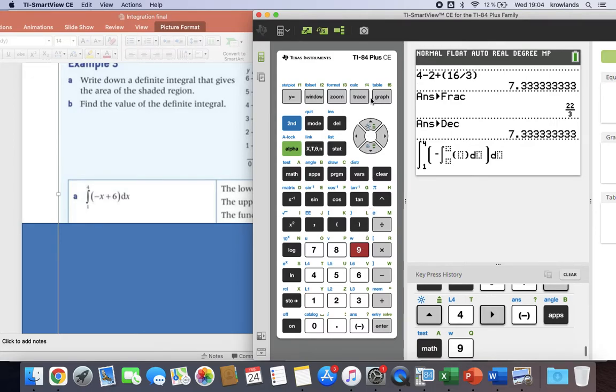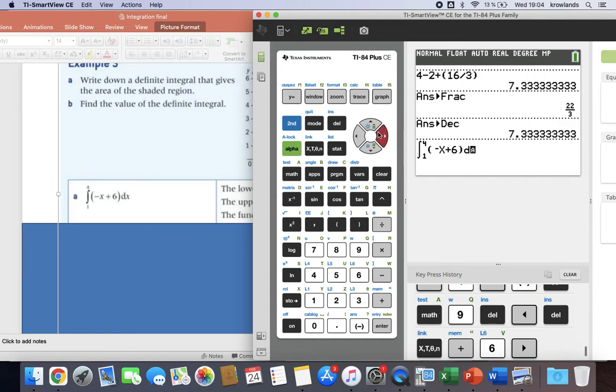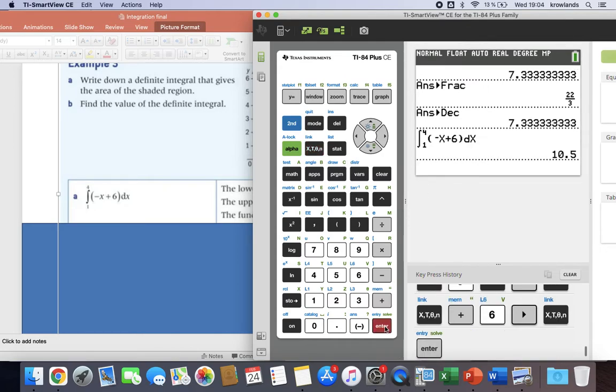You can see I've accidentally added in a different integration symbol here, so let's see if I can delete it. I can, so minus x plus 6. If you go wrong, you just need to adjust it really quickly. Then dx, or slowly, it doesn't really matter, but to save time in the exam, you should do it as quickly as possible. And then press enter. And that is simply going to be our answer.